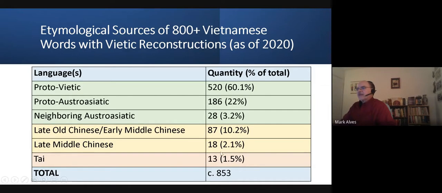Okay. So a lot of this is native. Look at that. That's a lot. That's 85% of these 800 words that have been reconstructed. We usually think about how many Chinese words there are in Vietnamese, but for these that are reconstructed, meaning they're original, right? They're more original. We expect it to be high. So there is a lot of original vocabulary in Vietnamese.